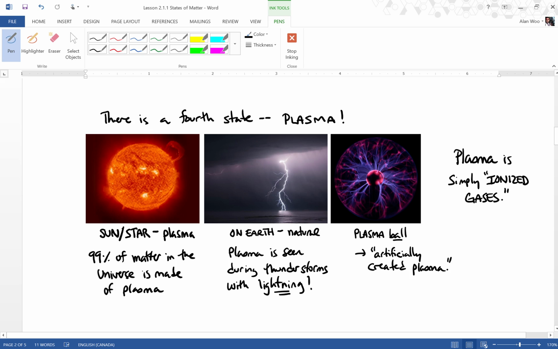Meaning, if we give gases enough energy, they become ionized, meaning that electrons will be ripped apart from their atoms. So, electrons pulled away from atoms to form ions. Okay. And that's really what it is.